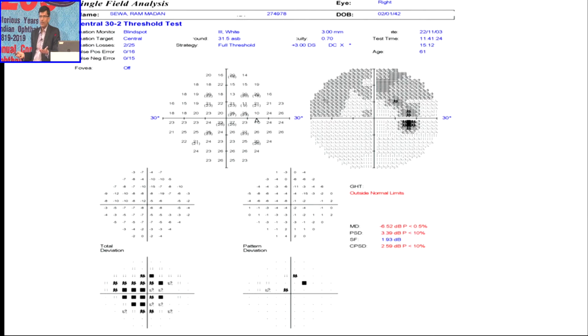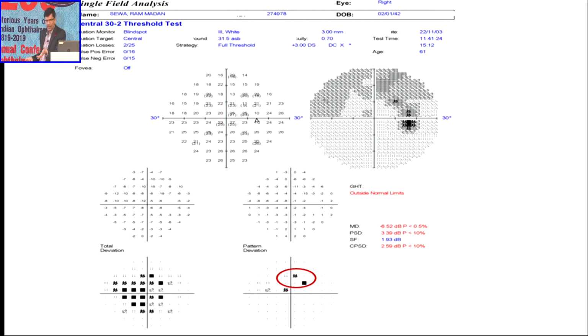So, is it glaucomatous? What you can see is 3 contiguous points, or no? There are 3 contiguous points. This contiguity could be either horizontal, lateral, vertical, or oblique contiguity. Anyway, all 3 are contiguous. They are contiguous with the blind spot.